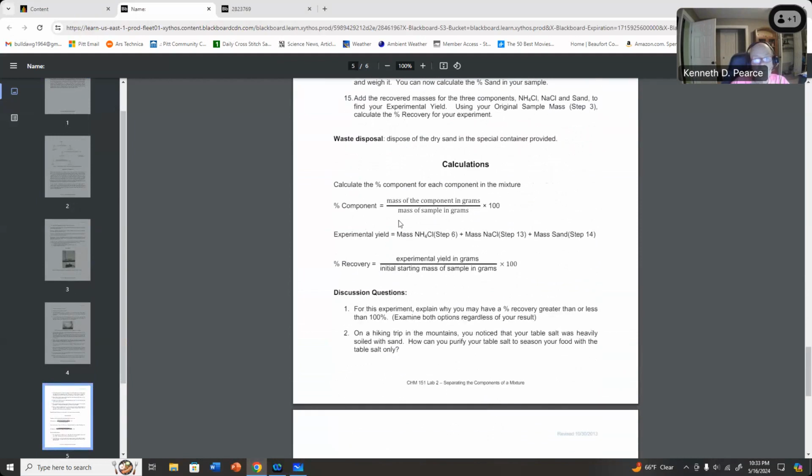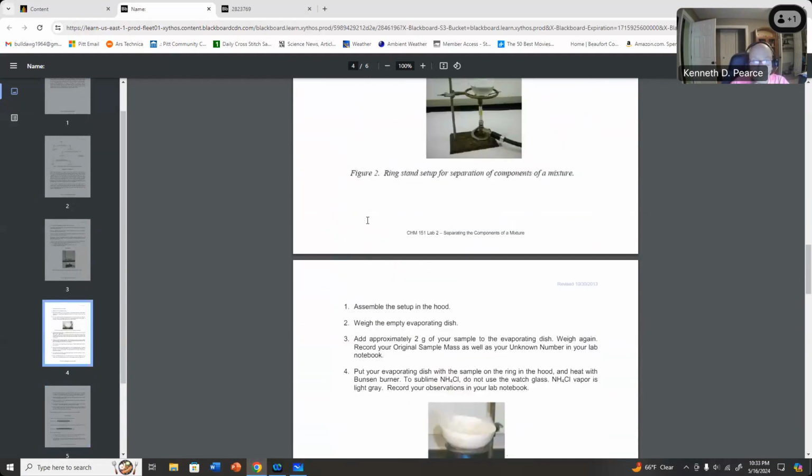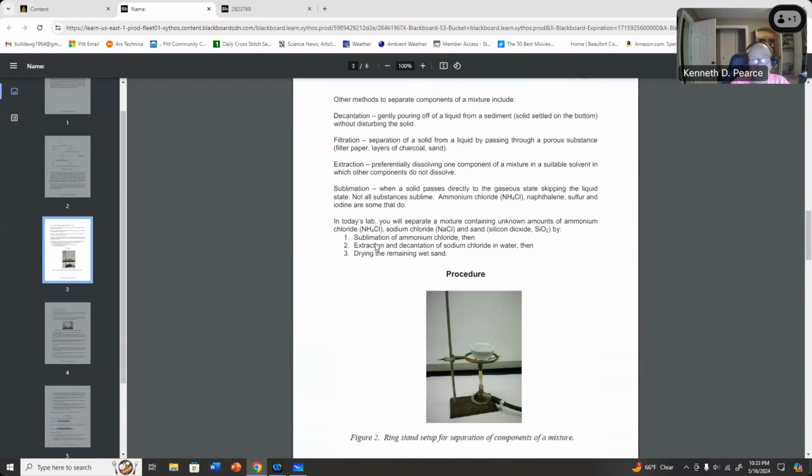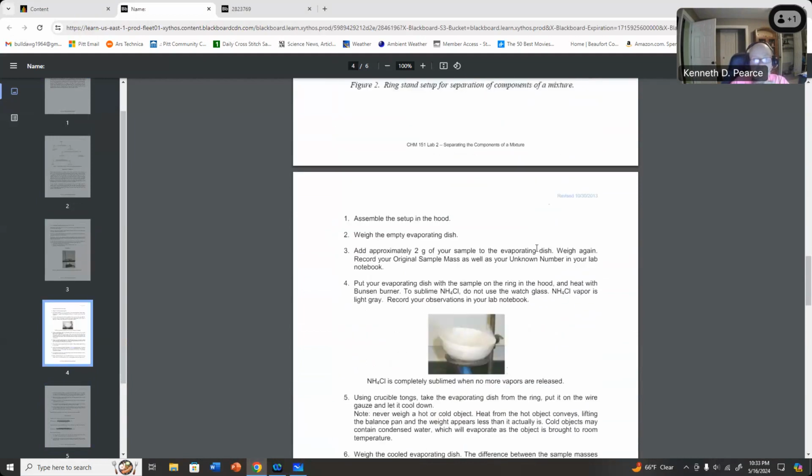Then you got the procedure. Where'd the procedure go? Here we go. And here it is, procedure. Weigh the empty evaporating dish. Why in the world would we need to weigh the empty evaporating dish? Because we're not measuring the percent component of the dish. Right. We always got to subtract off.